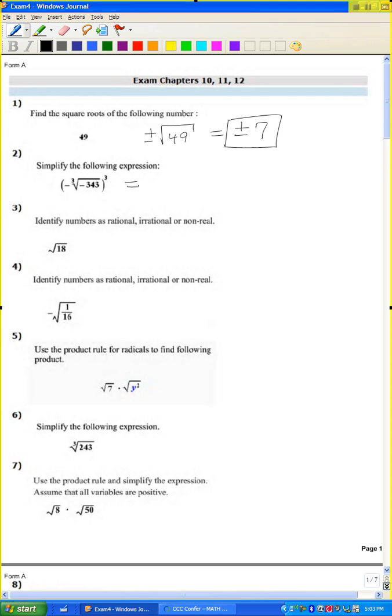Let me do problem number 2. Simplify the following expression. So the cube of a negative quantity is negative. The cube of the cube root of any quantity, even negative, will be that same quantity, negative 343. So the cube gets rid of the cube root, and we get a negative 343. Minus a negative 343 is just a positive 343.